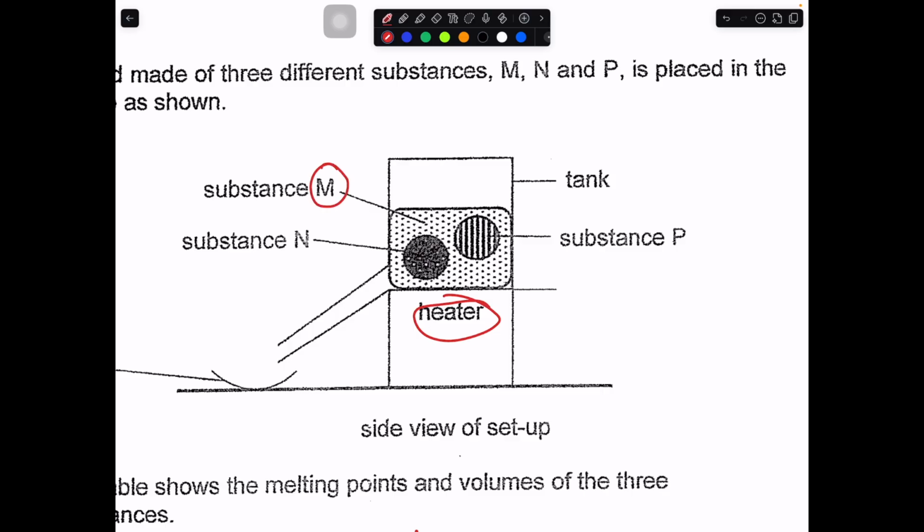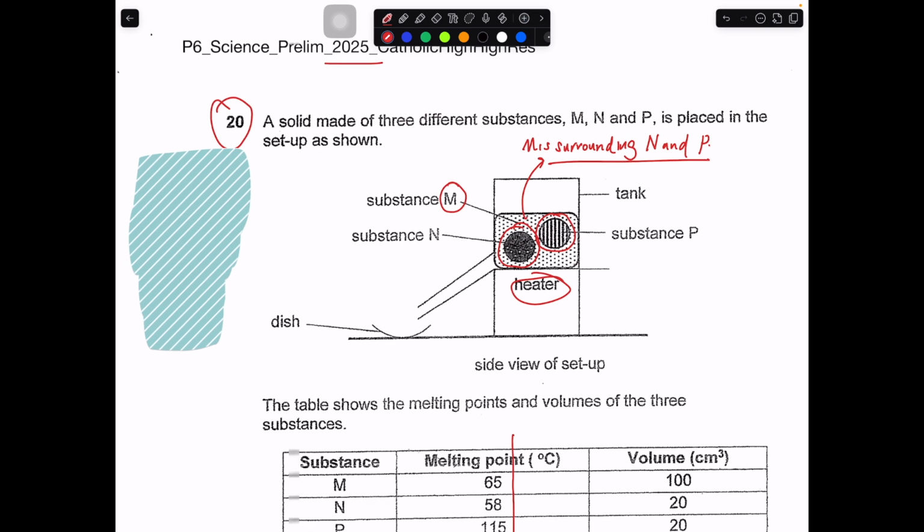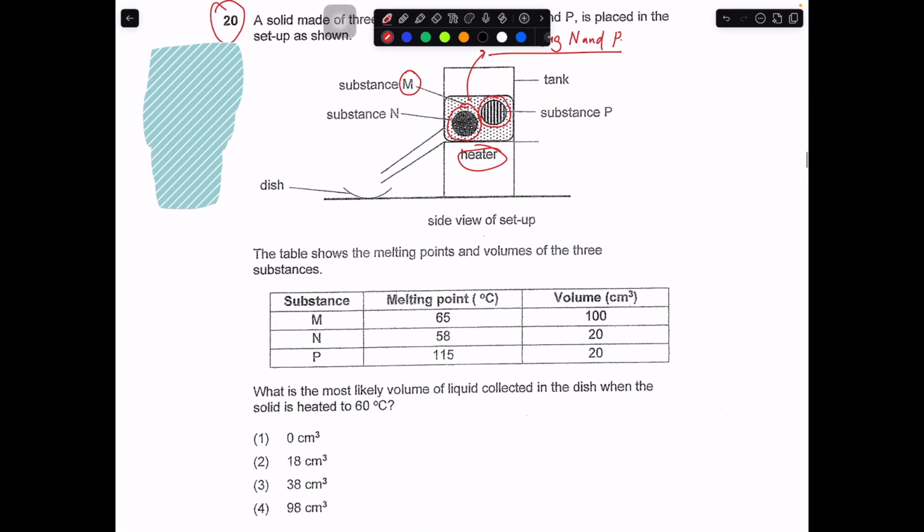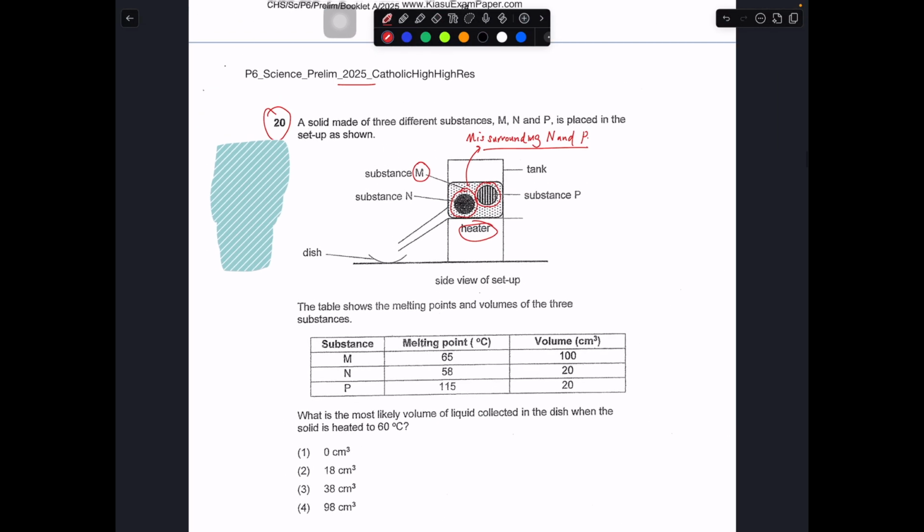You notice M is surrounding N and P. The table shows you the melting point and the volume of the three substances. 100 is M, which makes sense because it's surrounding N and P, right? Then 20 each for N and P. What is the most likely volume of liquid collected in the dish?